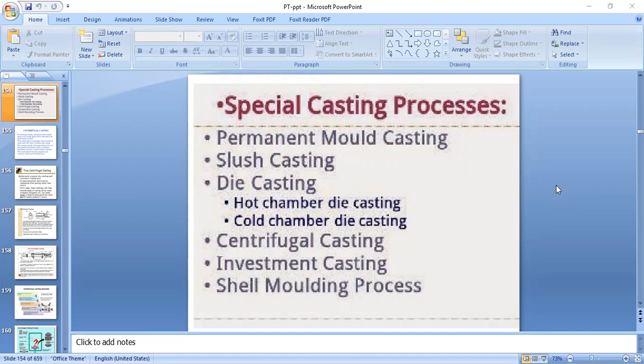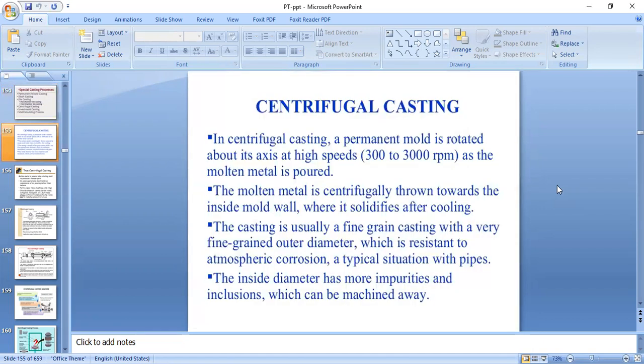These are permanent mold casting, slush casting, die casting, hot chamber die casting, cold chamber die casting, centrifugal casting, investment casting, shell mold casting, etc. First, we discuss the centrifugal casting process.